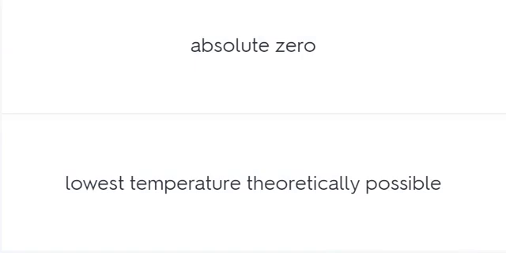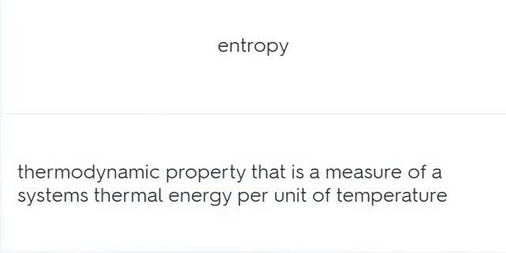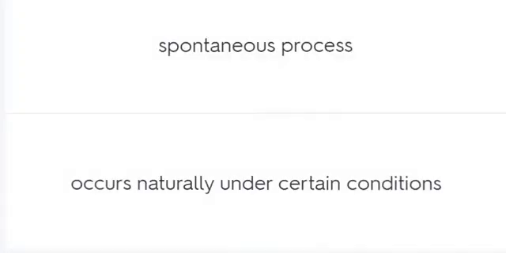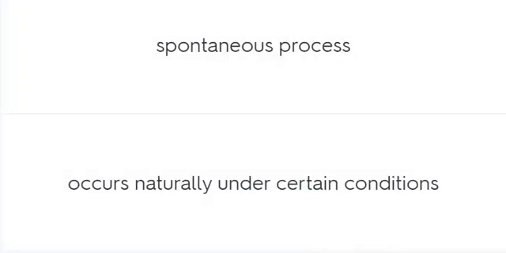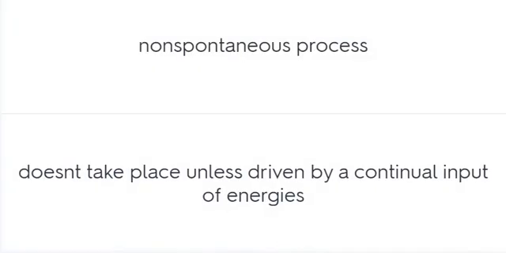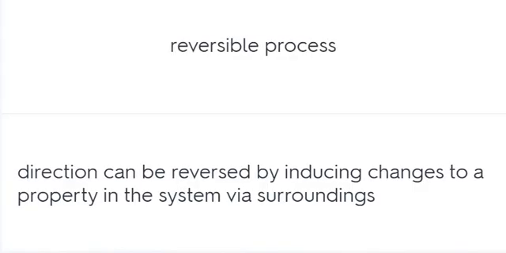Absolute zero. Lowest temperature theoretically possible. Entropy. Thermodynamic property that is a measure of a system's thermal energy per unit of temperature. Spontaneous process. Occurs naturally under certain conditions. Non-spontaneous process. Doesn't take place unless driven by a continual input of energy. Reversible process. Direction can be reversed by inducing changes to a property in the system via surroundings.